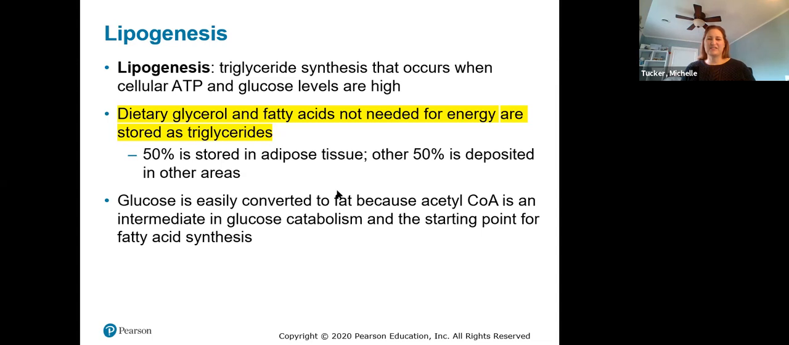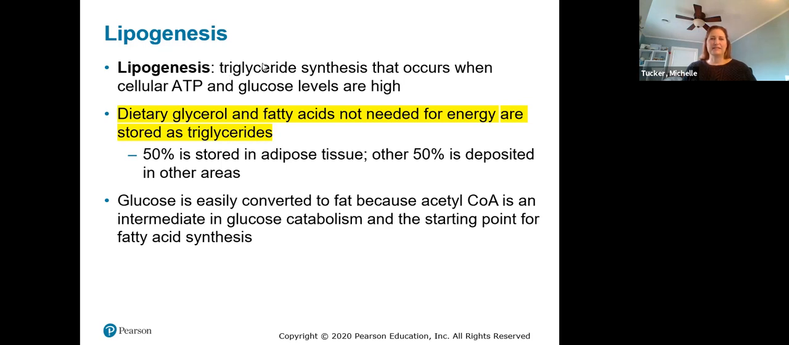Glucose is easily converted to fat because acetyl-CoA is an intermediate in glucose catabolism and the starting point for fatty acid synthesis. So you can't just eat all the sugar you want and think, I'm not going to store it as fat. Unfortunately, it is easily converted through citric acid cycle intermediates into fatty acids. So we can't get off that easily.